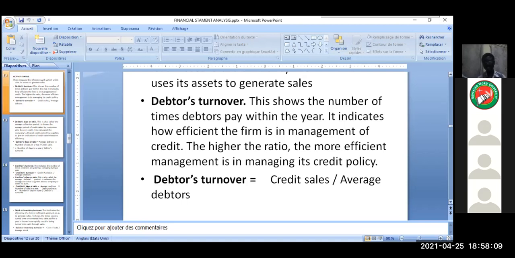Remember, where are sales? Sales are in the income statement, right? Yes. Average debtors. Where are debtors? Now, by average, you need to understand that we will divide by 2. Okay? So now we understand where to get the figures from, either in the income statement or in the balance sheet, which is important for us to analyze the financial statement.